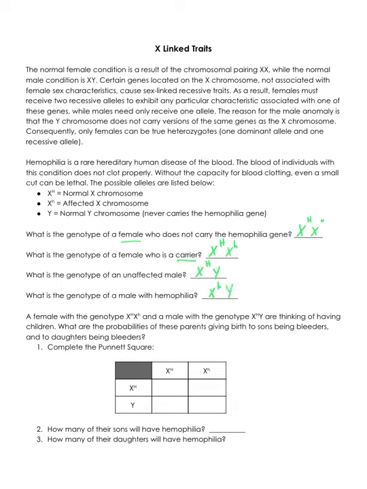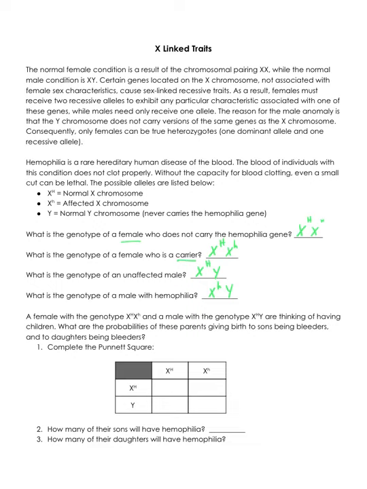So the problem we are going to answer says a female with the genotype X capital H, X small h, so she's a carrier, and a male with the genotype X capital H, Y, so he's unaffected, are thinking of having children. What are the probabilities of these parents giving birth to sons being bleeders or hemophiliacs and to daughters being bleeders or hemophiliacs?